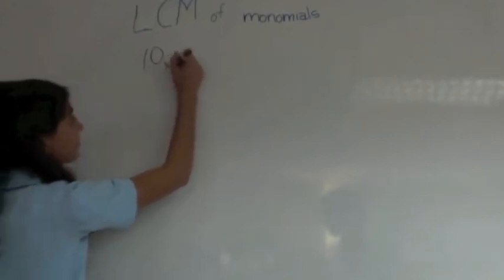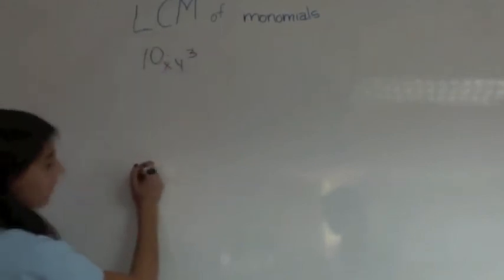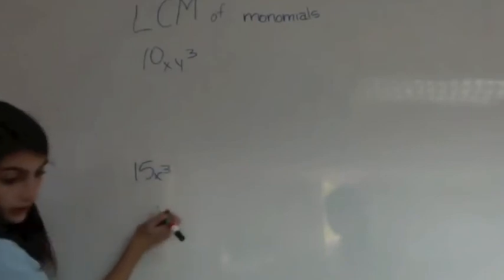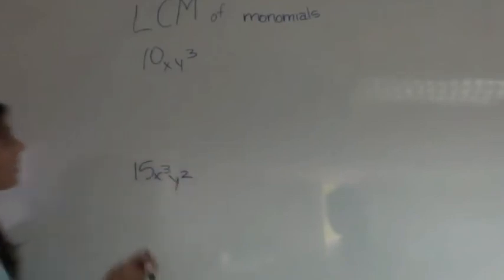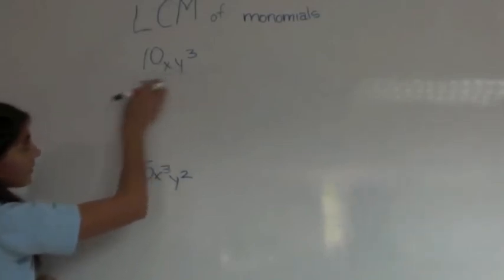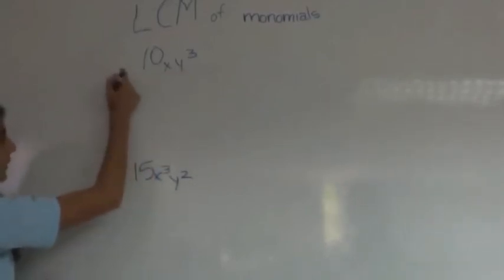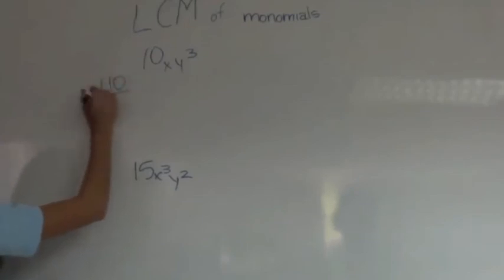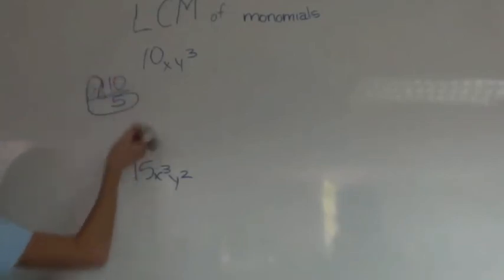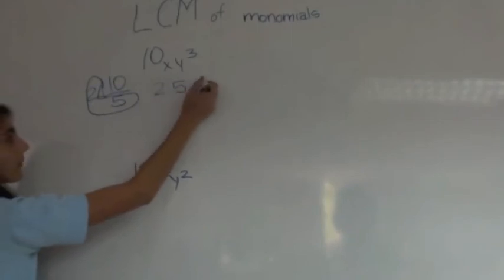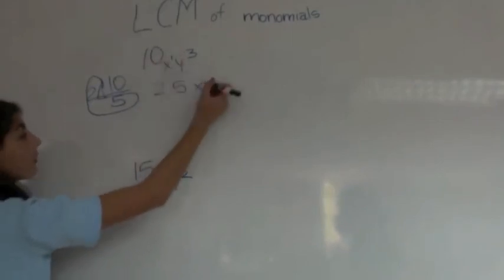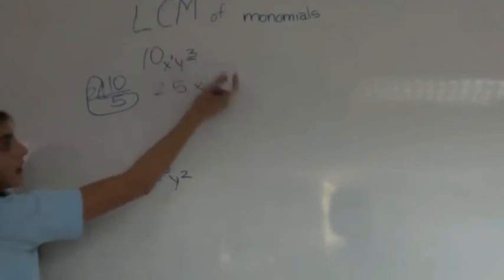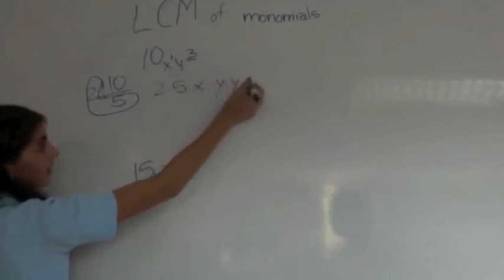So let's use 10xy cubed and 15x cubed y to the second power. So first we have to simplify this big equation. So first let's find the prime factorization of 10. 10 can be divisible by 2, that would make 5, and that's it. So you have 2 times 5 times x once, since there's no exponent, and y 3 times. So times y times y times y.